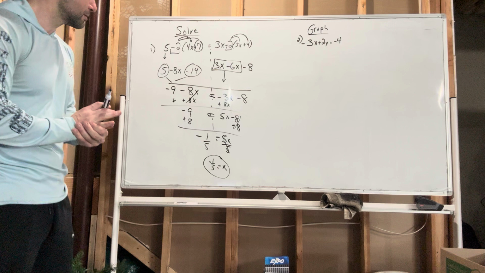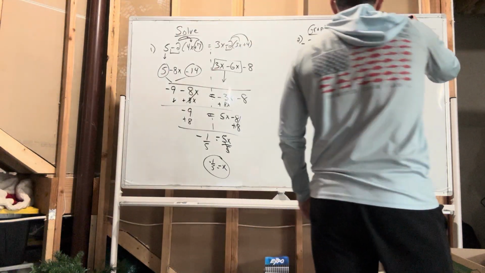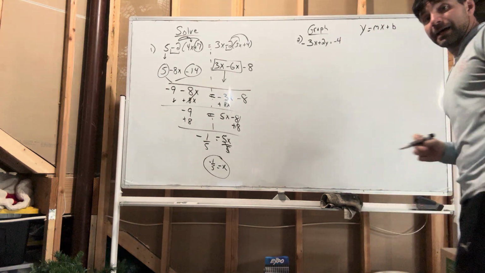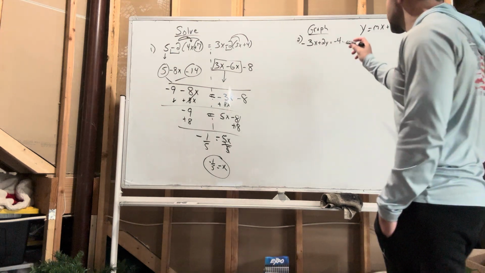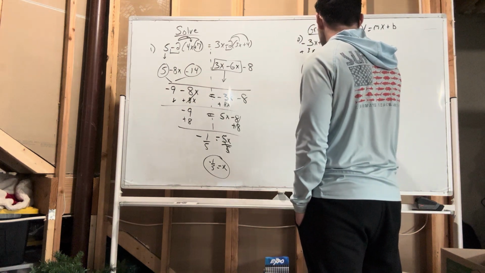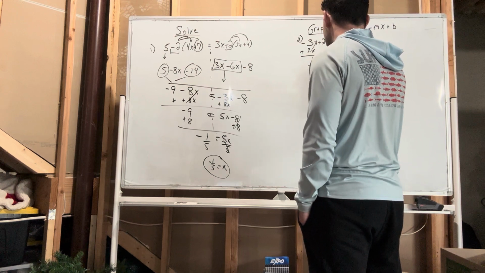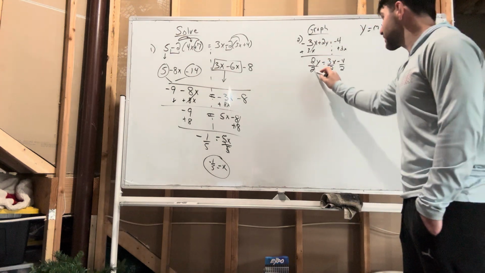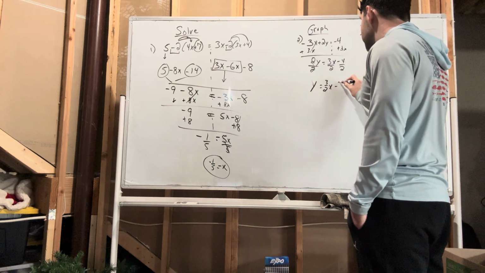If you have questions or you need to pause it, go for it. Number 2, we need to get it in the form of y equals mx plus b. M is my slope, B is my y-intercept. So as I solve this, I need to get the y by itself. So I'm adding 3x to both sides. That leaves me 2y equals 3x minus 4. I divide every individual term by the 2. That leaves me with y equals 3 halves x. 4 divided by 2 is minus 2.